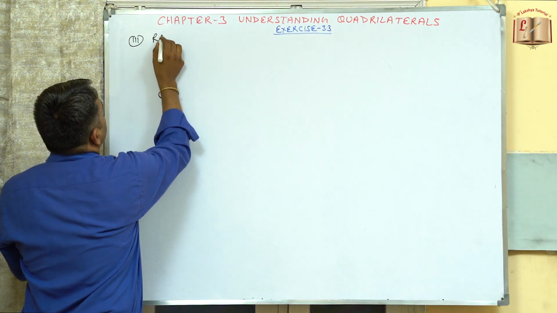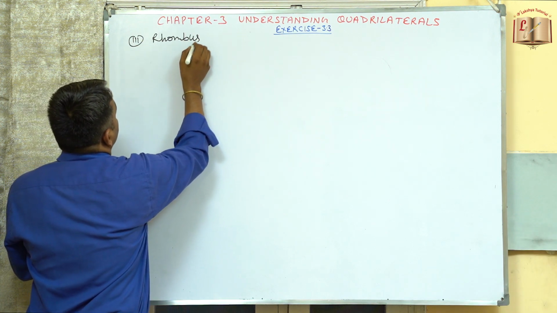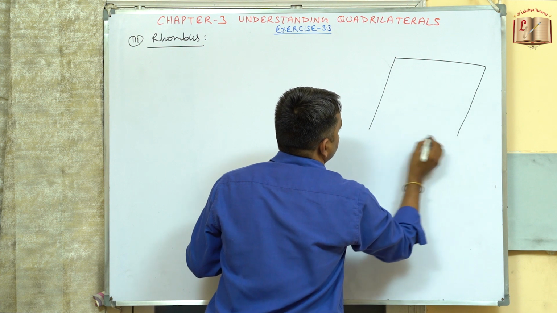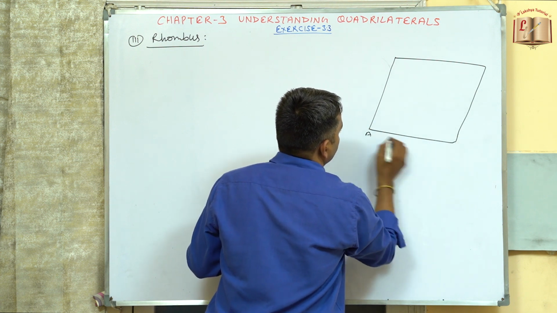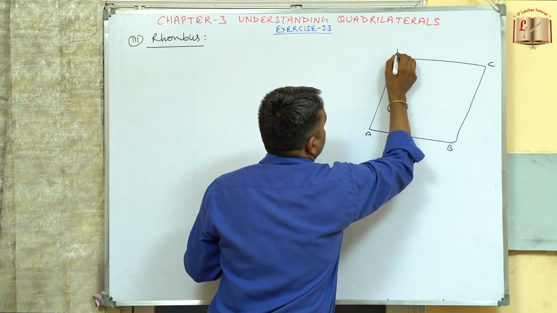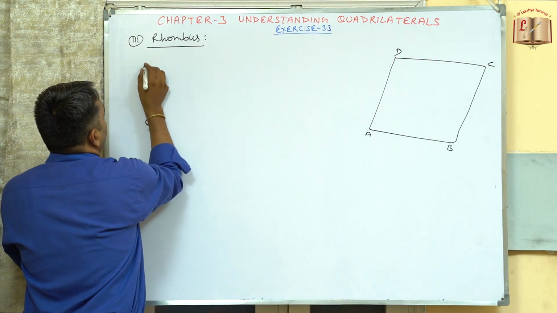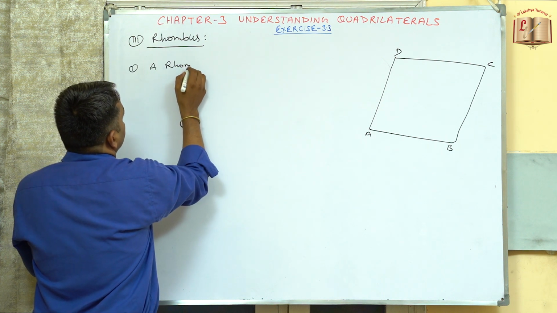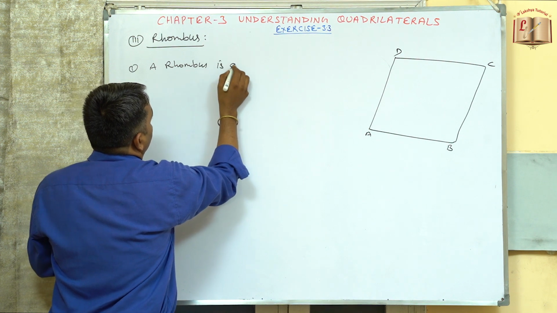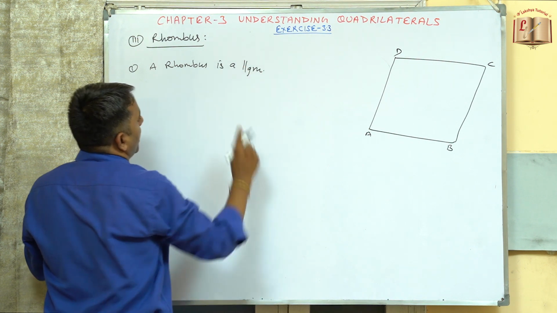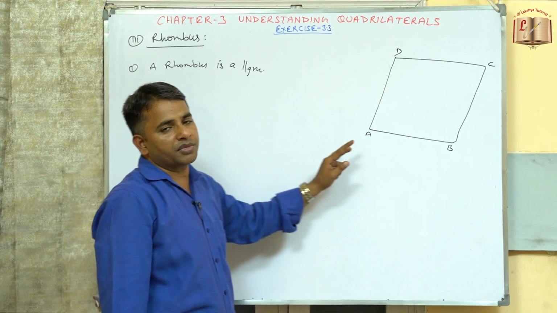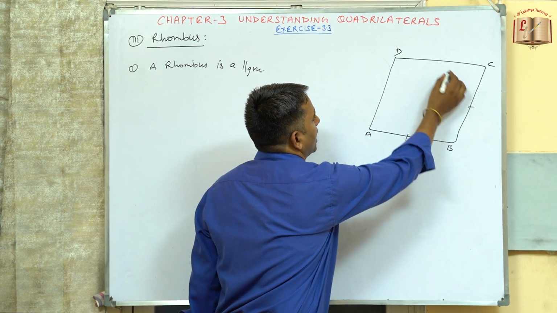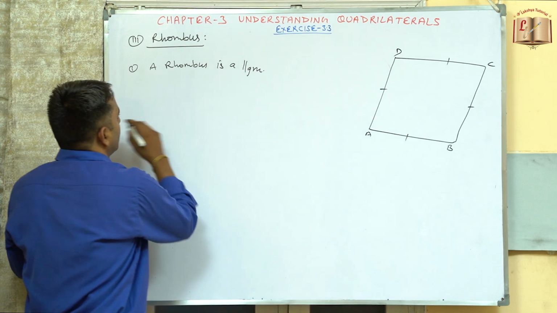Now we will come to the rhombus. In case of a rhombus, now see that this is a rhombus, A, B, C and D. So in a rhombus we can say a rhombus is a parallelogram. So in a rhombus, all the properties of a parallelogram will hold. Opposite sides are parallel and equal, and in the case of a rhombus, all four sides are equal. So this is a quadrilateral.